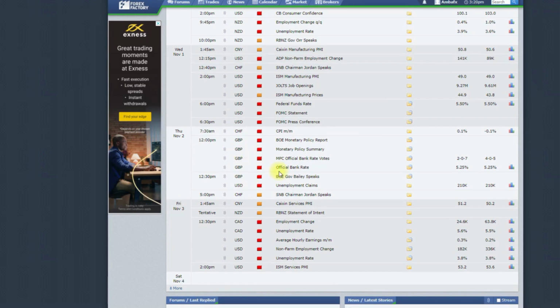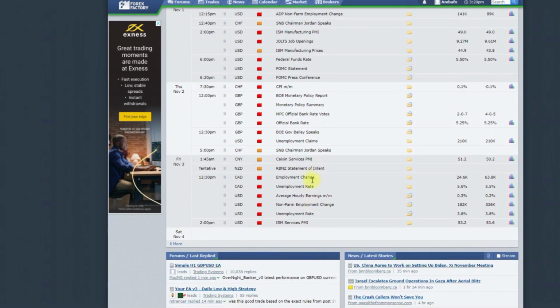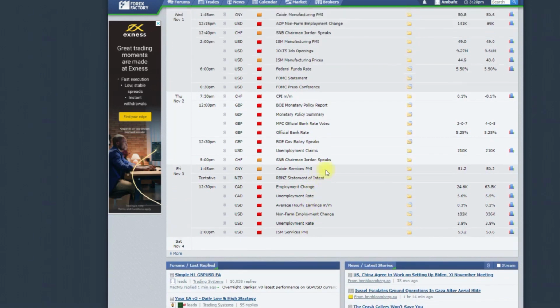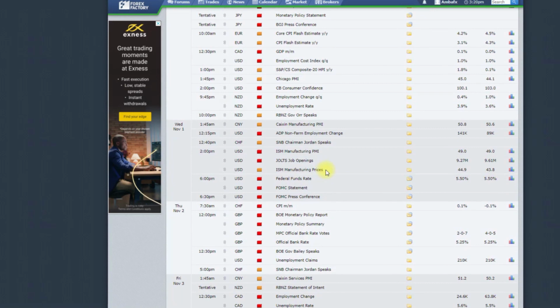And then even the pound, they have their monetary policy on Thursday too, so you should prepare your mind for that. After we have the FOMC on Wednesday, we have the Bank of England monetary policy on Thursday, so it's something you have to prepare your mind for next week. And after that, on Friday, we have the NFP. So next week, prepare your mind for the worst.